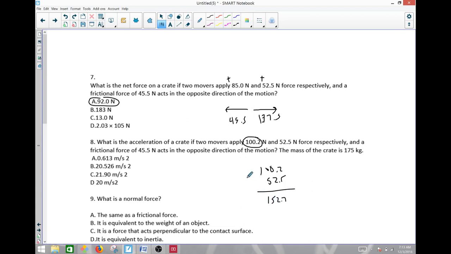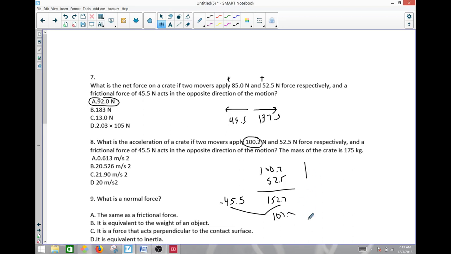152.7. And then the resistive force going the other way is still the same, 45.5 going the other way. Add those two together, so minus 45.5 gives me 107 as my new net force. All right, 107.2 if you'd like, 0.2.